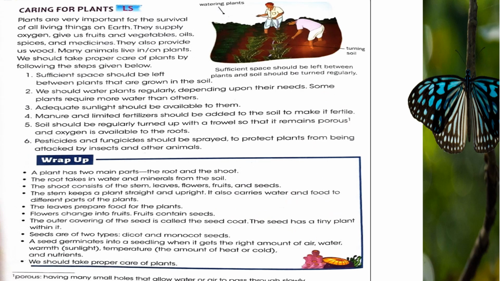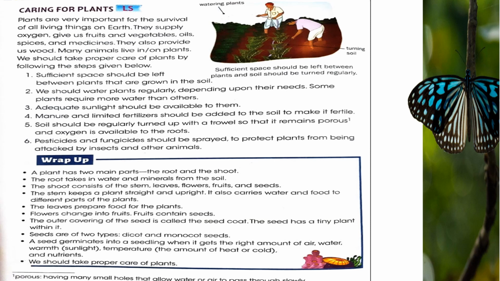Let's see caring for plants. Plants are very important for the survival of all living things on earth. They supply oxygen, give us fruits and vegetables, oils, spices, and medicines. They also provide us wood. Many animals live on plants. We should take proper care of plants by following the steps given below.